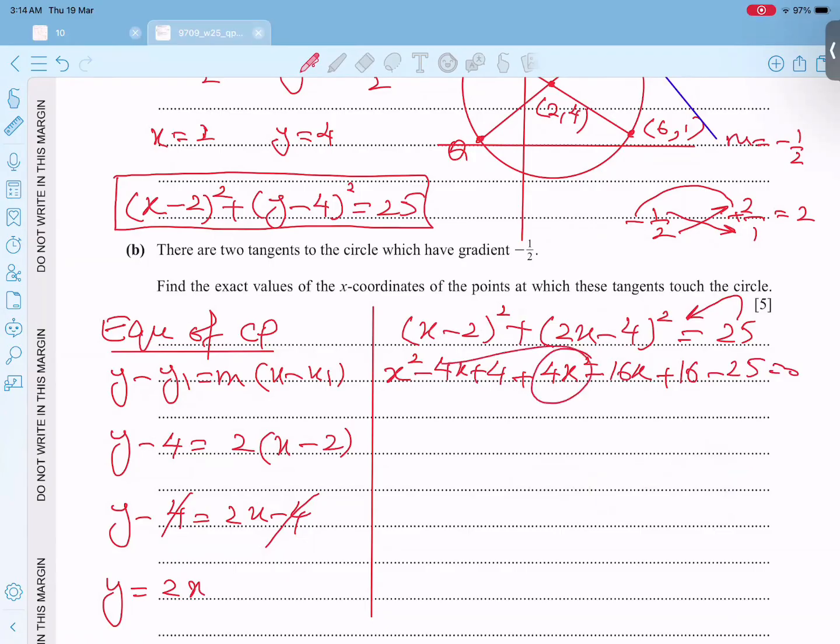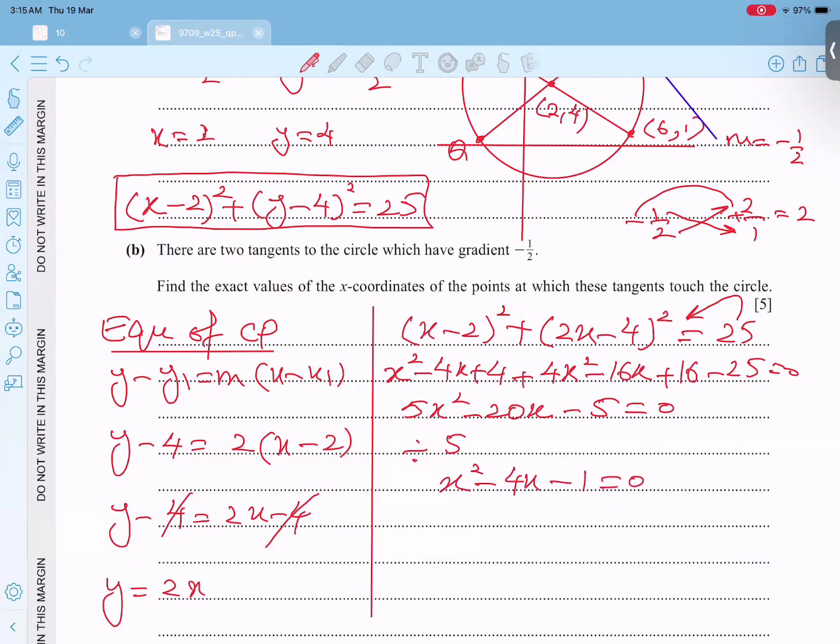So 4x squared plus x squared will give us 5x squared. And with 16x and 4x we get negative 20x. And 16 plus 4 is 20, positive 20, minus 25 will give us negative 5. So if I divide the whole equation by 5, I can say 5, 4, and 1.